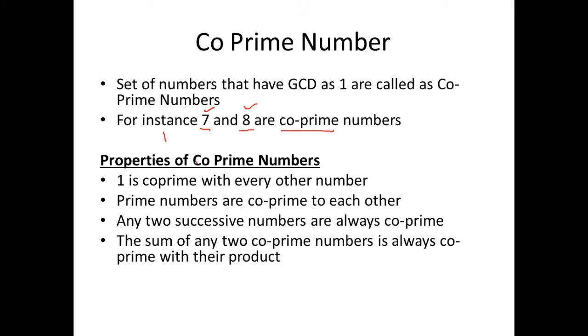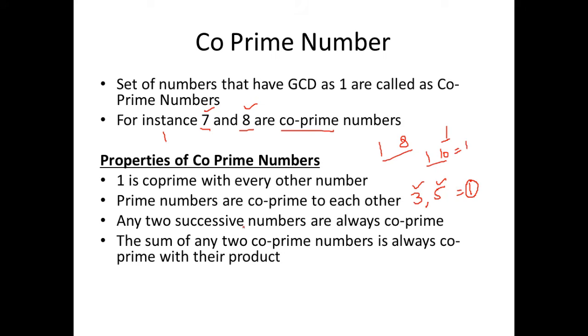Let's take a look at some of the properties of co-prime numbers. One is a co-prime number with every other number. So when you take 1 and 8, the greatest common divisor is 1. When you take 1 and 10, the greatest common divisor is 1. So 1 is considered to be co-prime with any other number. Very simple. Prime numbers are co-prime to each other. So you take an example, 3 and 5. What is the greatest common divisor for 3 and 5? It is 1. So once you have the greatest common divisor for a set of numbers to be 1, we say these numbers are co-prime numbers.